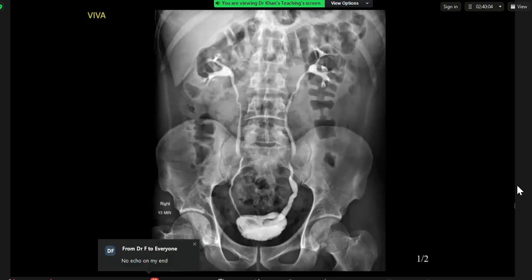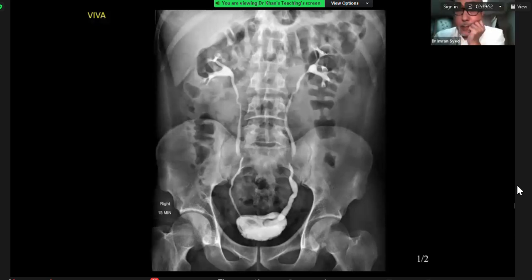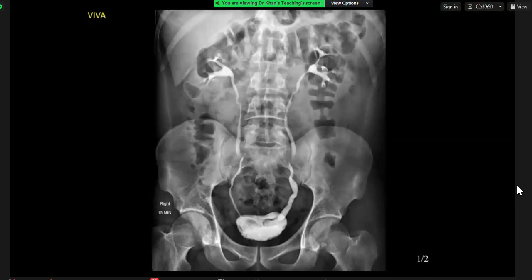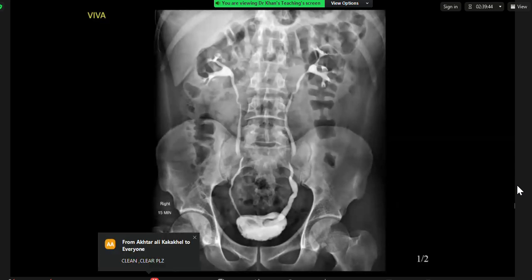I would do a more delayed IVU to check if they have a duplex system on the left-hand side, because they can be associated with urethroceles. Okay, so you would do what? Sorry, I didn't catch that. I can't see a duplex system on the left, but I can see a urethrocele in the bladder on the left-hand side.